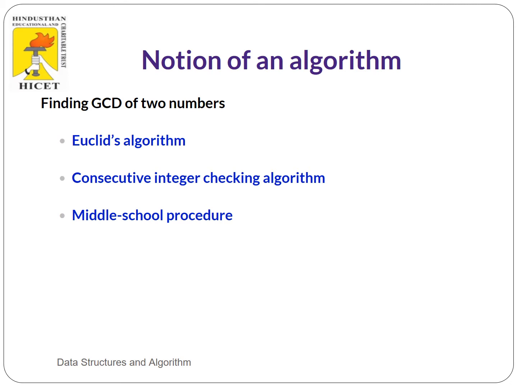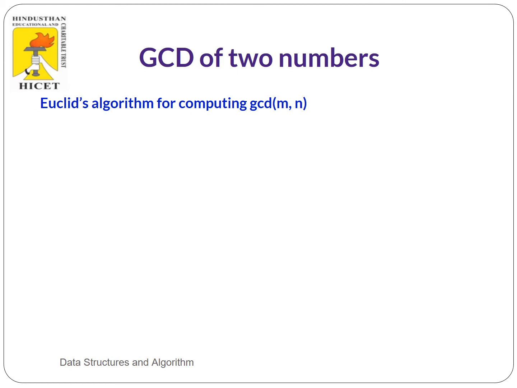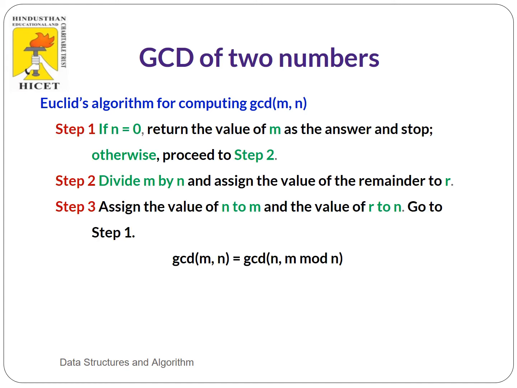To illustrate the notion of an algorithm, let us find the GCD of two numbers by making use of three different algorithms. The first algorithm is Euclid's algorithm, the second one is consecutive integer checking algorithm, and the third one is middle school procedure. Euclid's algorithm for computing greatest common divisor of two positive numbers is given here. As per the algorithm, GCD of m, n is equal to GCD of n, m mod n. This will be repeated until the value of n becomes 0.